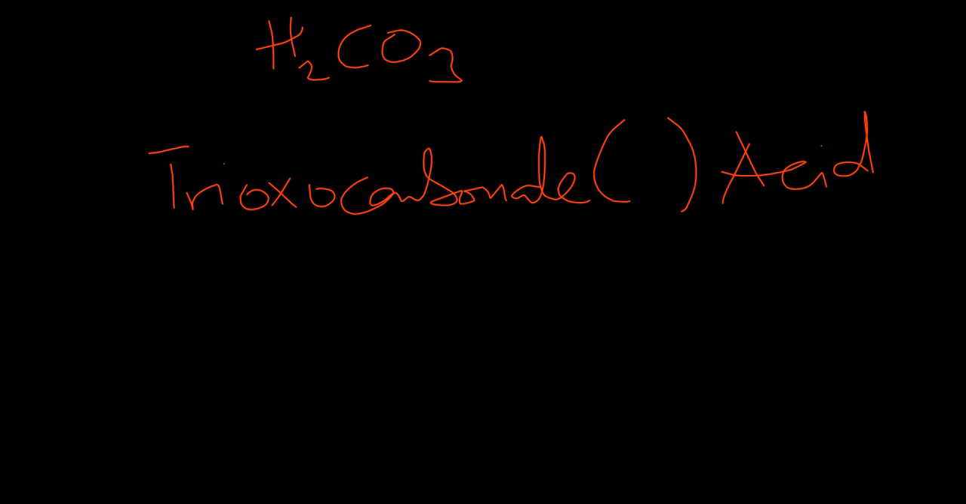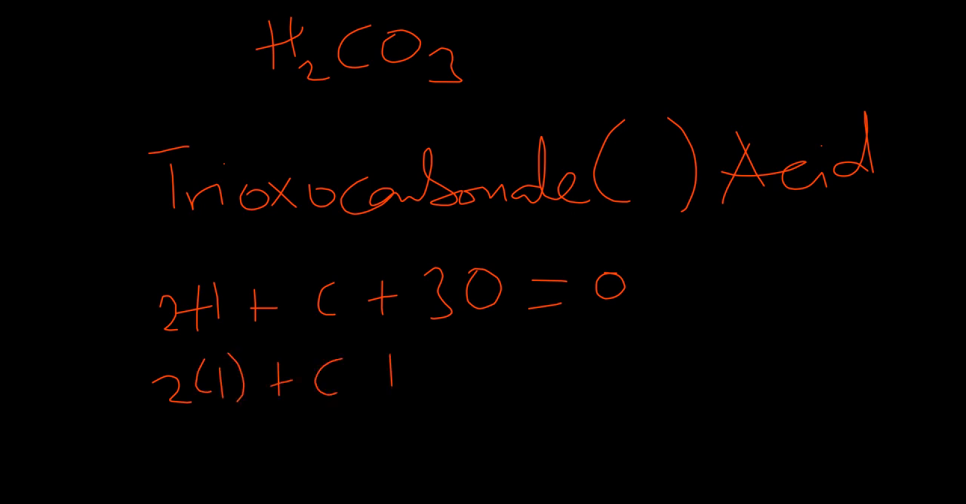Let's look for the oxidation number of carbon. So we have hydrogen, 2 of it, plus carbon plus 3 of the oxygen, which will give us the charge on the compound, which is 0. So 2 times the charge of hydrogen, which is 1, plus carbon, plus 3 times the charge of oxygen, which is negative 2, equals 0.